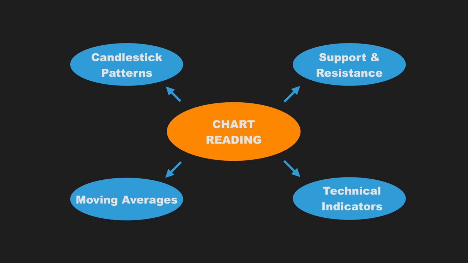Alright, so here are the 4 key areas to help you read a price chart like a professional trader. There are candlestick patterns, support and resistance, moving averages, and technical indicators. In the next 4 sub-modules, I will go through each one of them in detail with real market examples so that you guys can apply these techniques in your own trading.